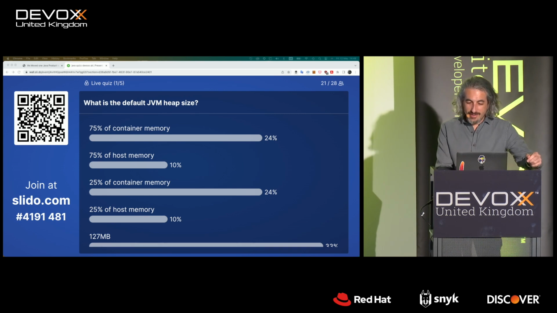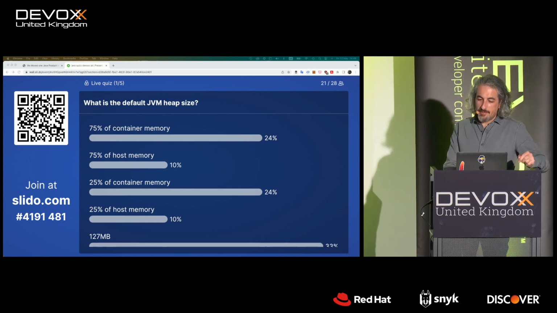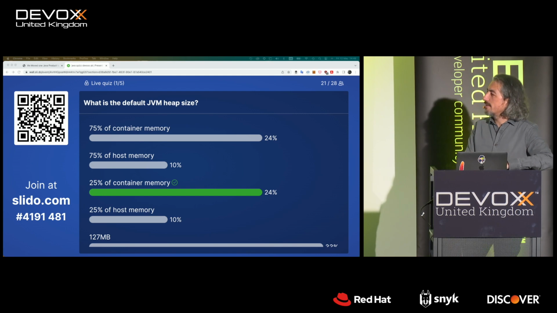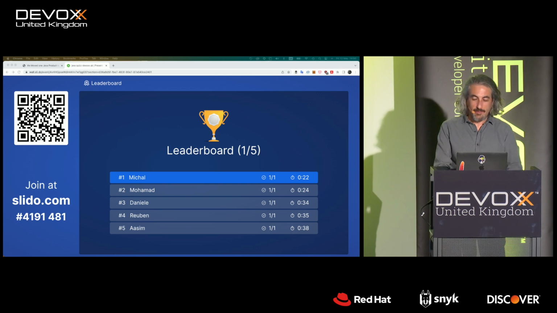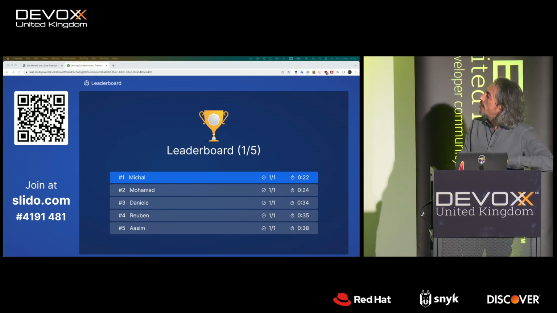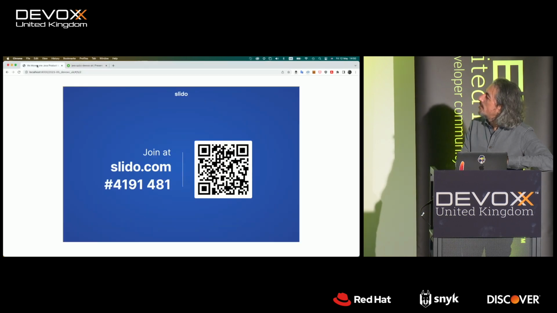Okay, so what is the default heap size? The correct answer is 25% of the container memory. Okay? And somebody got it right. Mitchell got it right. Let me now jump back and forth. Where is my cursor? Here.